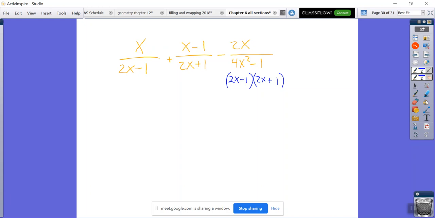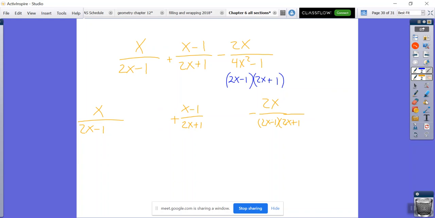So what we're going to do is rewrite the problem. We're going to provide a little extra space so that we can multiply each fraction by something to get our least common denominator. So we have x over 2x minus 1, leave a space, plus x minus 1 over 2x plus 1, leave a space, minus 2x over 2x minus 1 times 2x plus 1. We okay so far? Yeah.